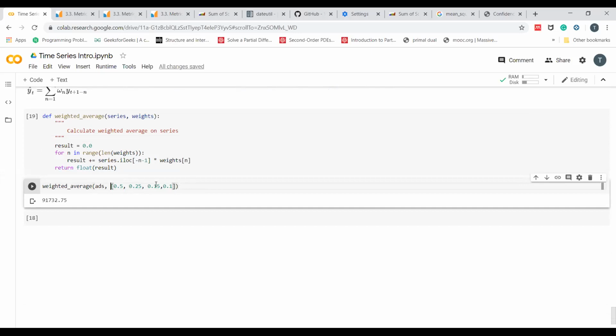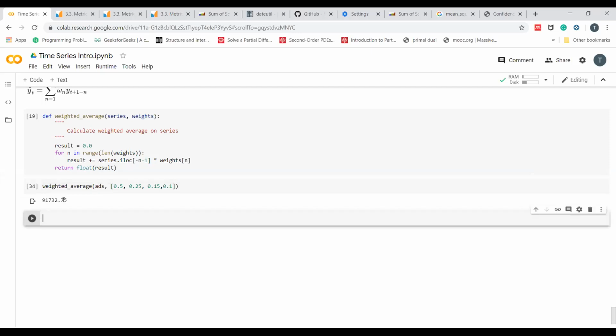So with a series of 0.1, 0.5, 0.25, 0.15, and 0.1 assigned as the weights to the past 4 hours. So 0.5 will be assigned to the most recent hour, hour 4, and 0.25 will be assigned to hour 3, and 0.15 to hour 2, and then 0.1 to hour 1. And then we can see the weighted average is 91,700.